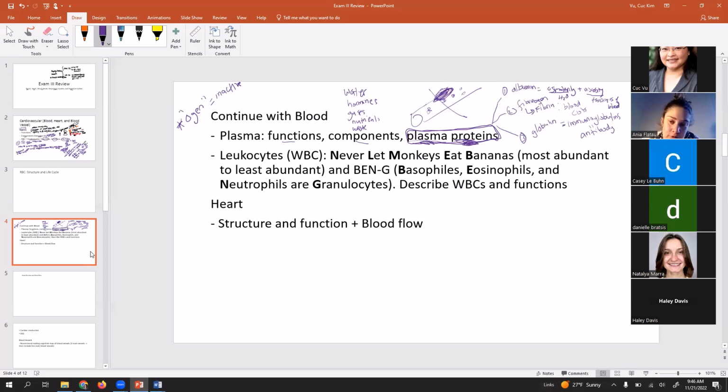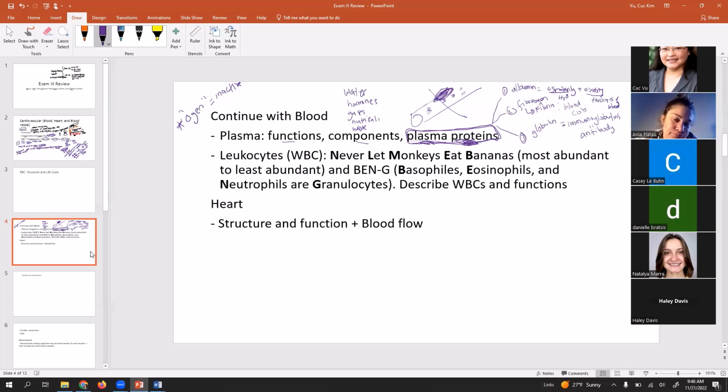Whenever I ask, and this has been a test question in the past, true or false, antibodies are cells, they say yes. It's not, right? Because if antibodies are immunoglobulins, and immunoglobulins are globulins, and globulin is a plasma protein, it is not a cell. It is a protein that is found in plasma. Okay. All right.